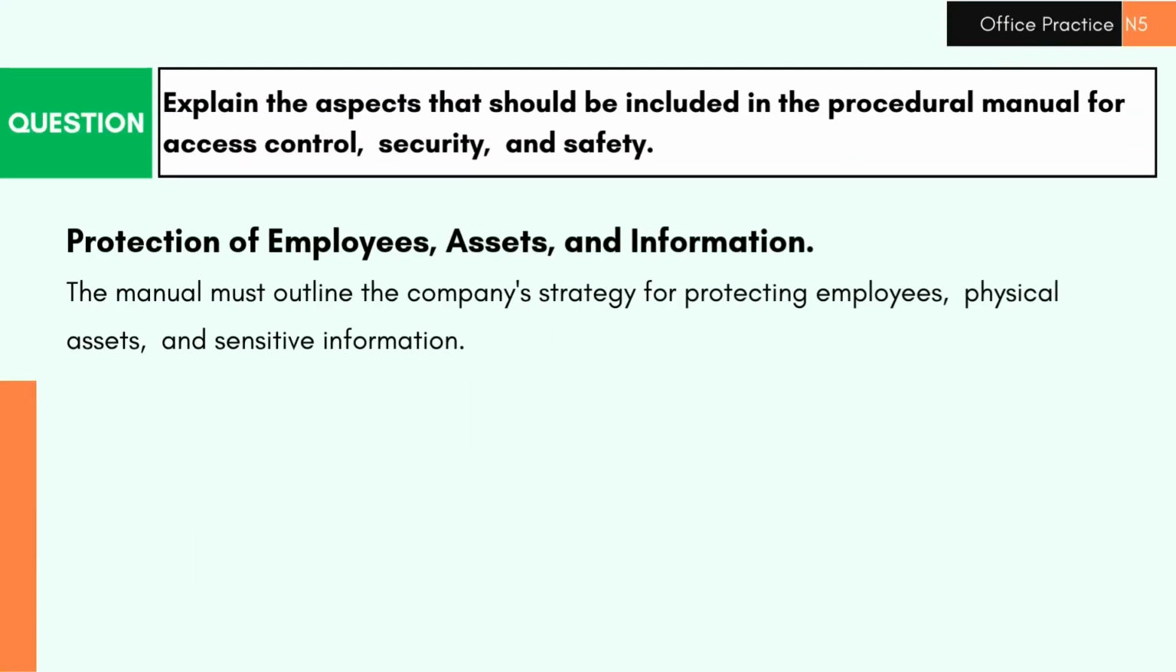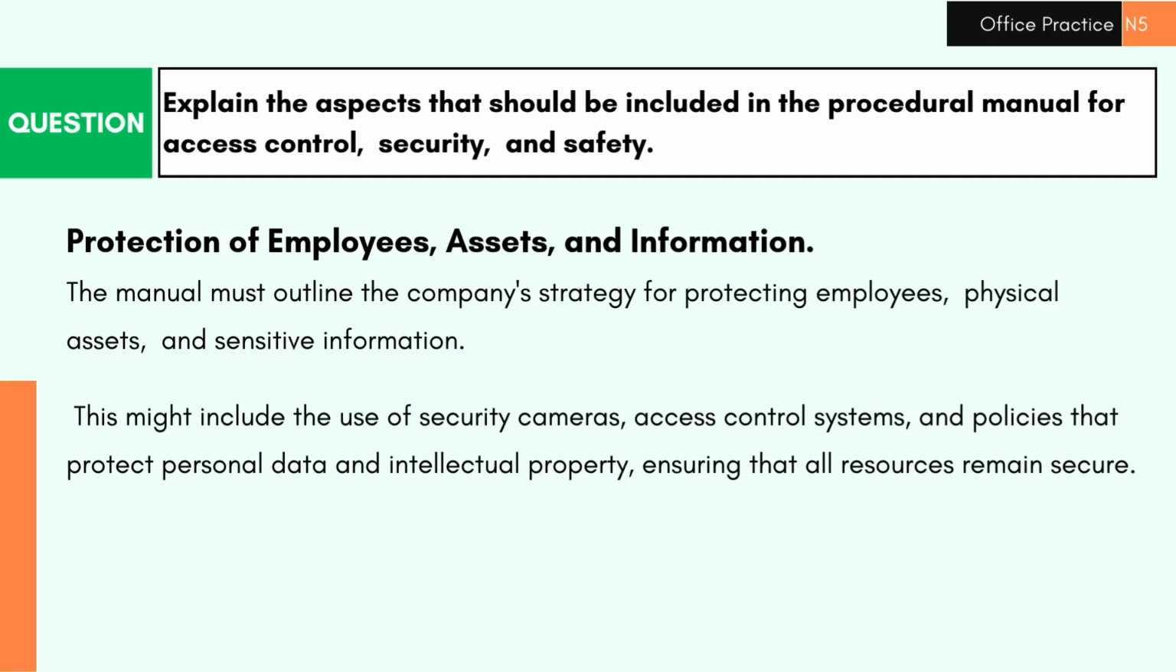8. Protection of employees, assets, and information. The manual must outline the company's strategy for protecting employees, physical assets, and sensitive information. This might include the use of security cameras, access control systems, and policies that protect personal data and intellectual property, ensuring that all resources remain secure.